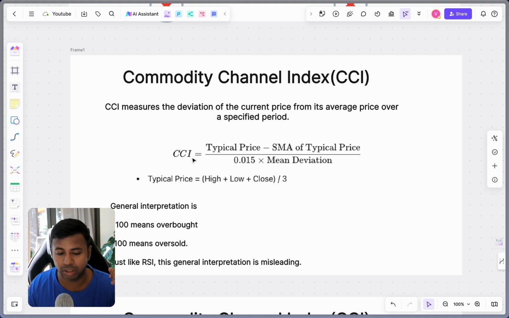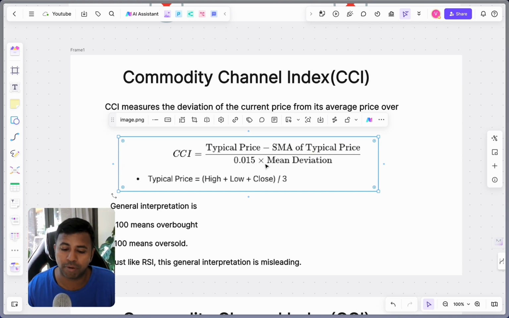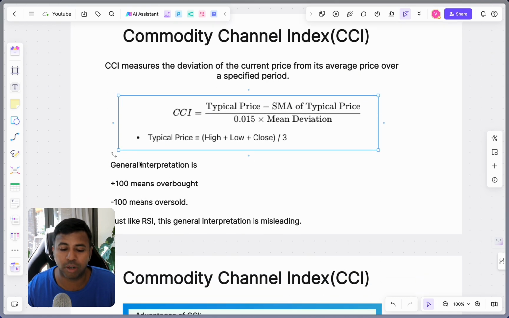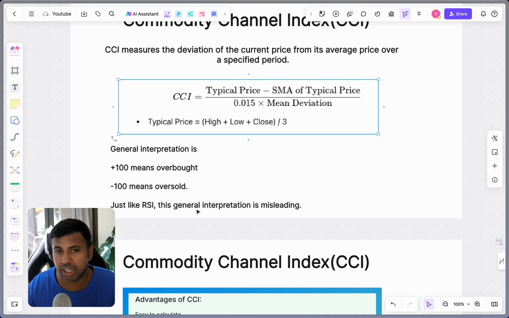Now to calculate CCI, this is the formula that is used: the typical price, which is an average of the high, low and close price, minus the simple moving average of the typical price, divided by a constant 0.015 times the mean deviation. Now the general interpretation of CCI is that once it crosses above plus 100, it means that it is overbought, and if it crosses below minus 100, it means it is oversold. The typical or general interpretation, especially from beginners, is quite misleading.